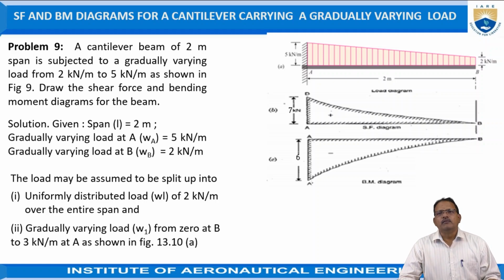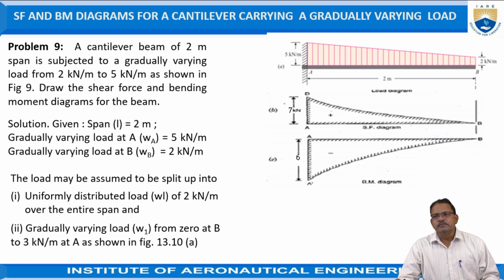Here is another problem. A cantilever beam of 2 meters span is subjected to a gradually varying load from 2 kilonewton per meter to 5 kilonewton per meter as shown in the figure. Draw the shear force and bending moment diagram for the beam.